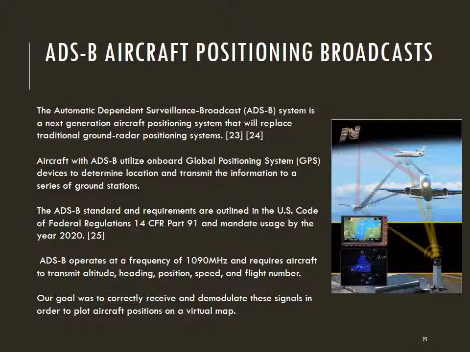ADSB operates at 1090 megahertz, and it transmits basic information like altitude, heading, position, speed, and the aircraft's flight number. This is all unencrypted communications. It's a public standard, so you can go out and view that on the FAA website. And for this particular application, our goal was to correctly receive and then demodulate the signals in order to plot the GPS coordinates on a map.